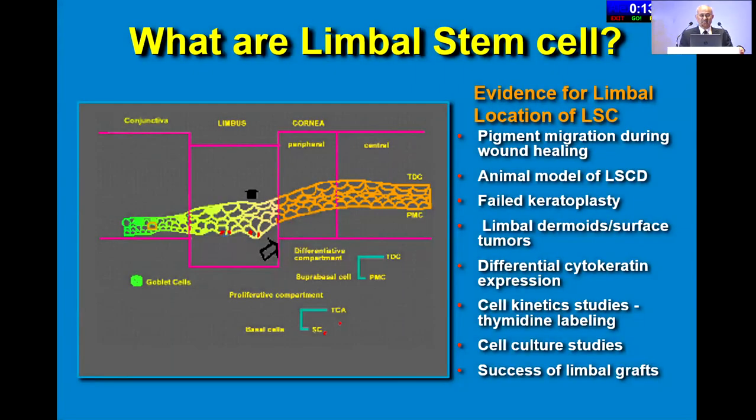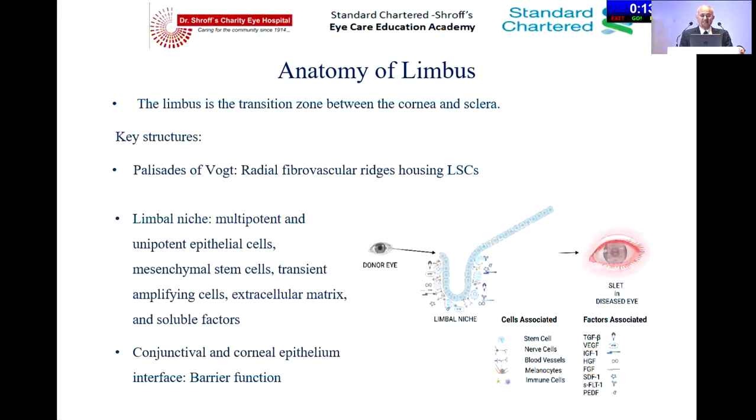The limbal stem cell, its location and all that, is now not a question. There is a lot of basic science research which talks about it and it is well documented. This is the transition zone between the cornea and sclera, where the palisades of Vogt house the limbal stem cells. There is a niche, or you can call them limbal stem cell houses or apartments, where these cells are maintained and they grow out from there.